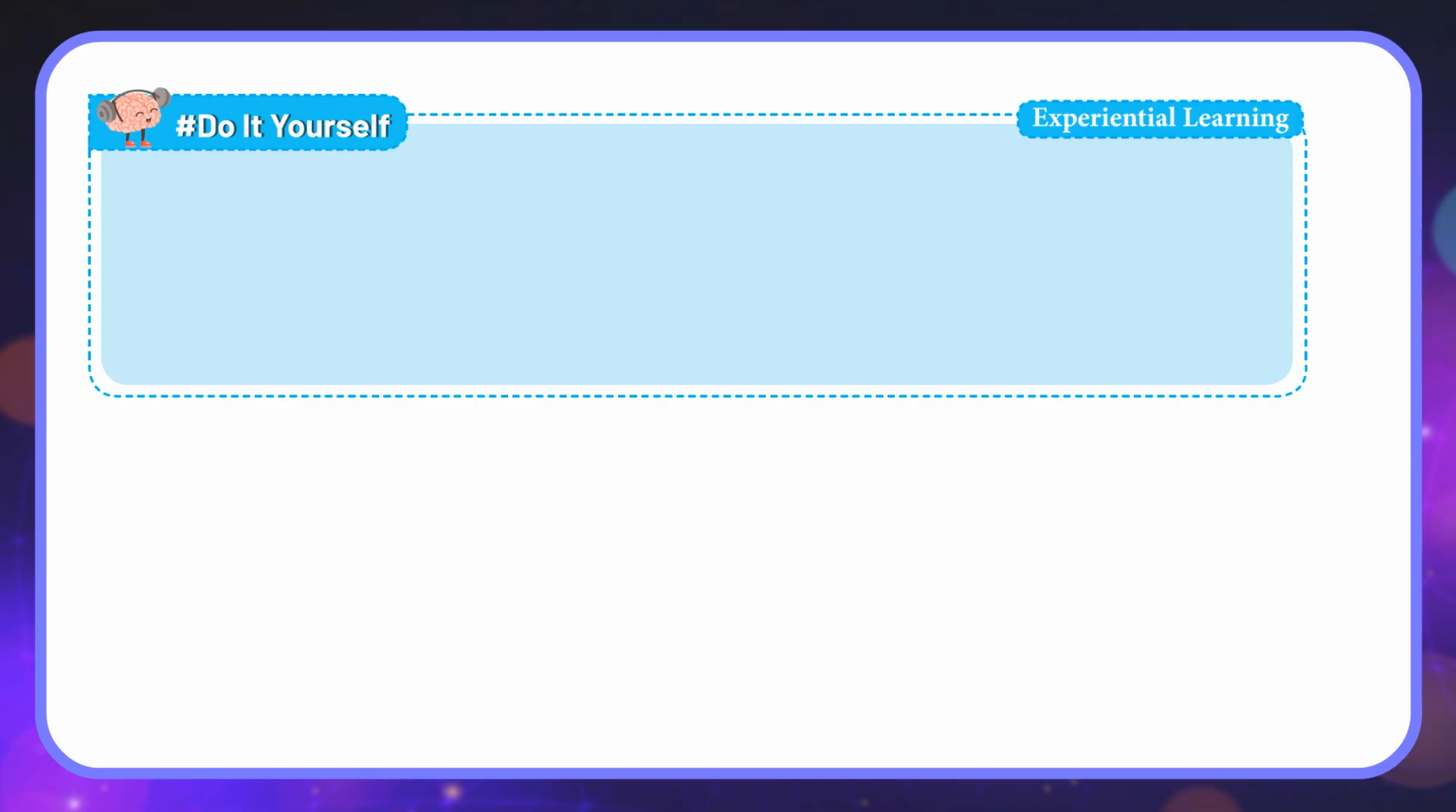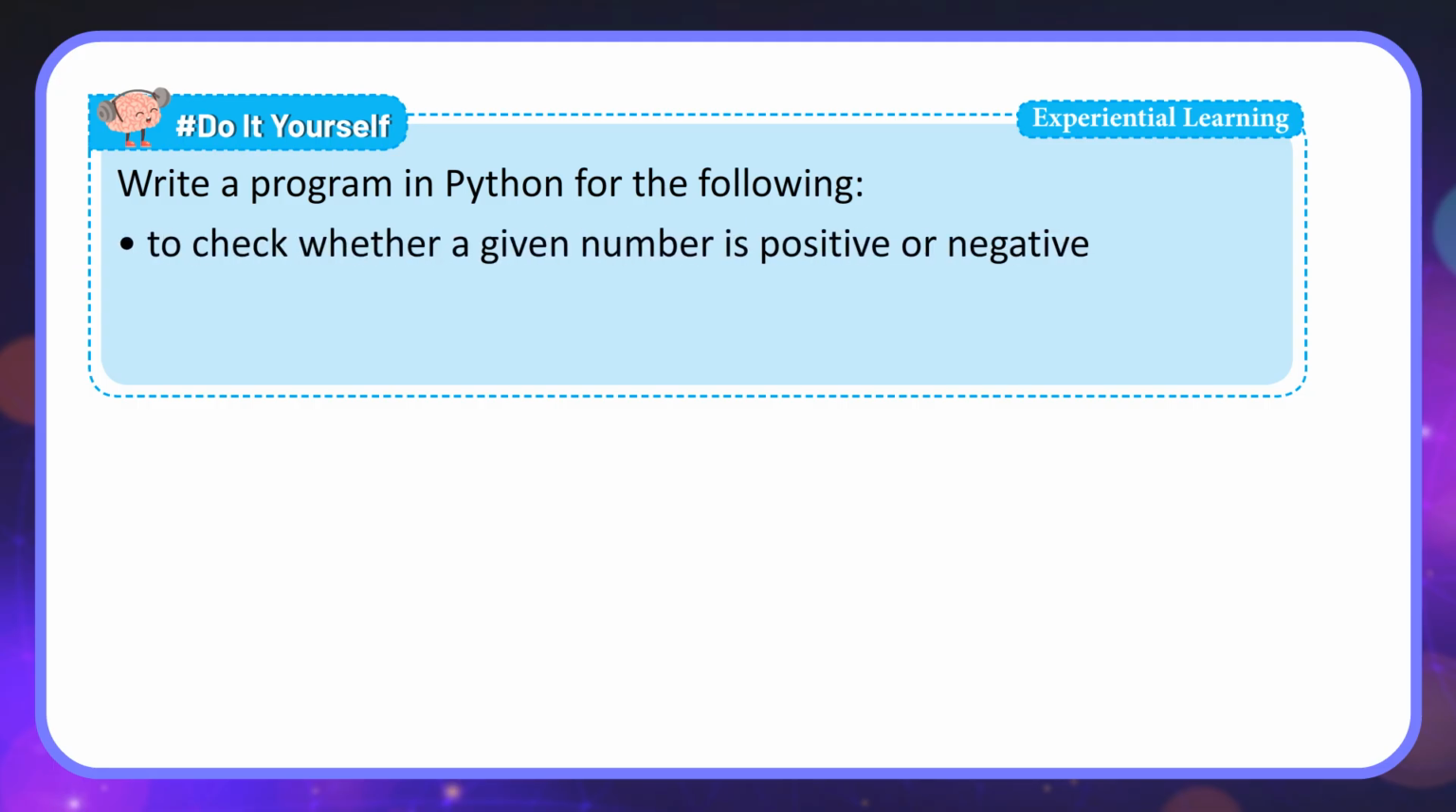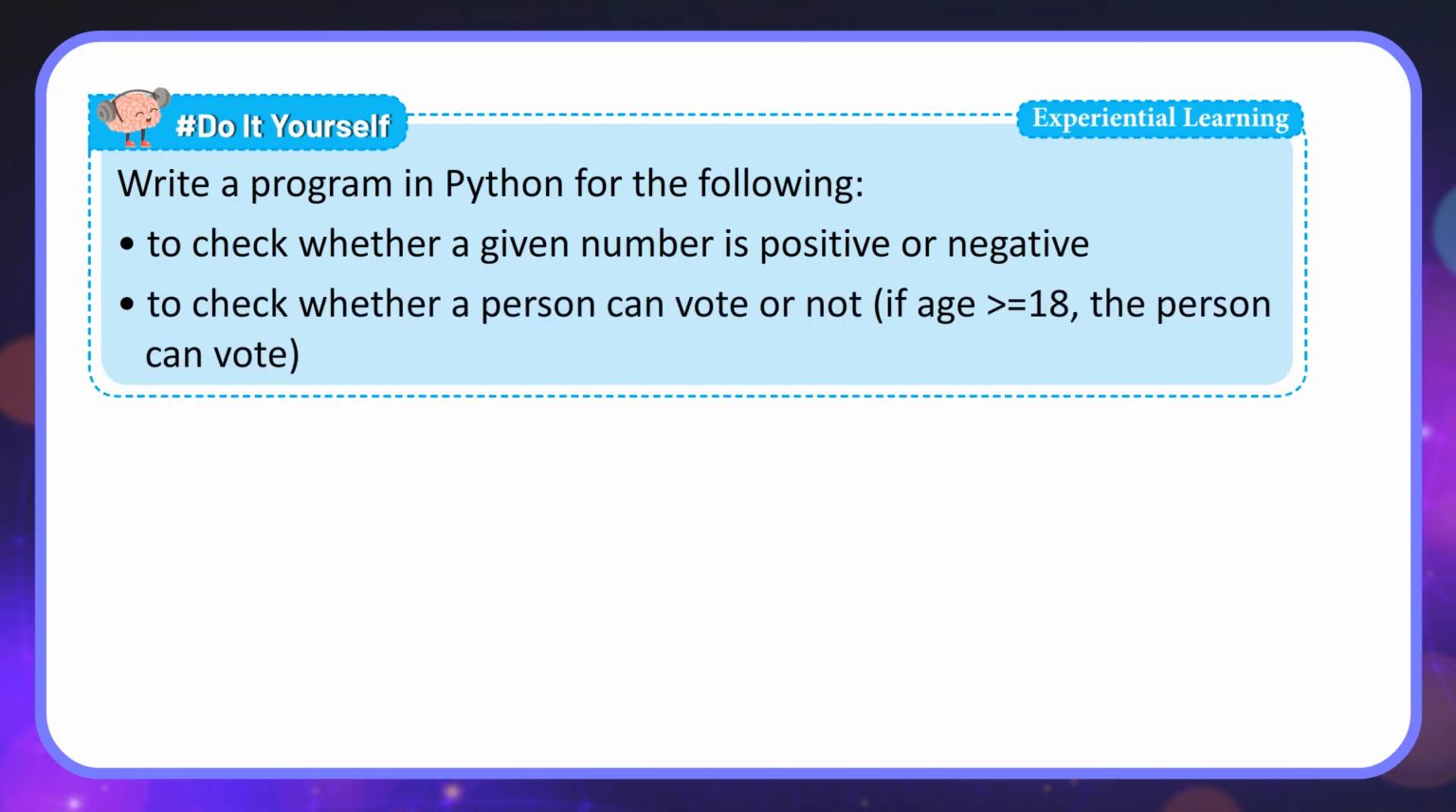Do-it-yourself, experiential learning. Write a program in Python for the following: to check whether a given number is positive or negative, and to check whether a person can vote or not. If age is greater than or equal to 18, the person can vote.